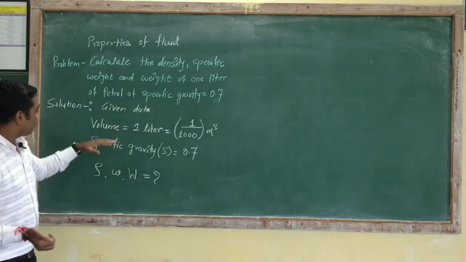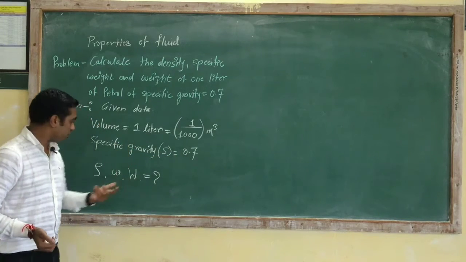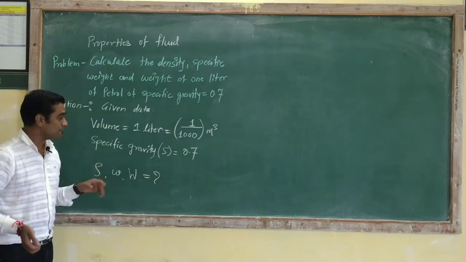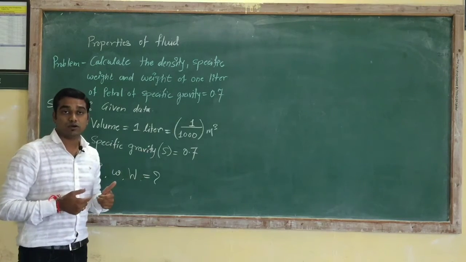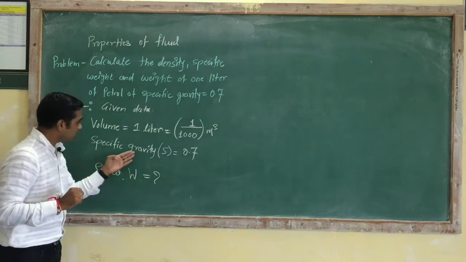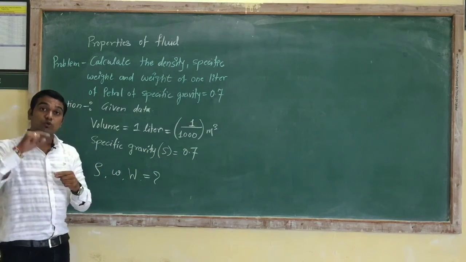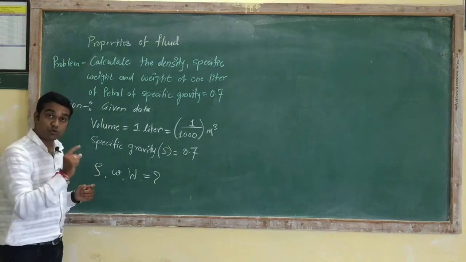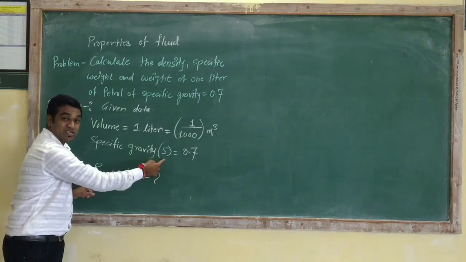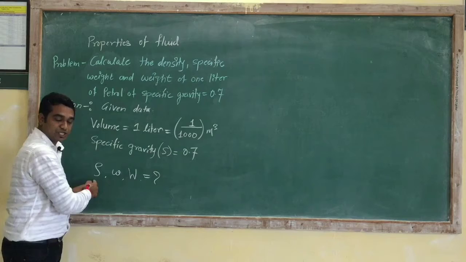And what is given? Volume is given, and second is specific gravity S is given. What we have to find? Density, specific weight and weight of the liquid. Okay, now before going towards the problem, first of all you have to see what is given. Here what is given? Specific gravity is given, and what we have to find first? Density. So you have to remember the relation between specific gravity and density.